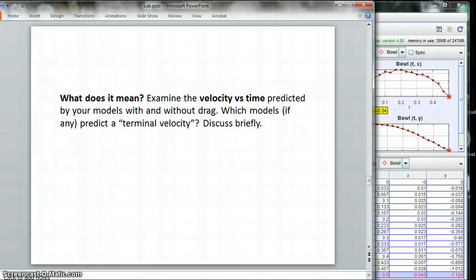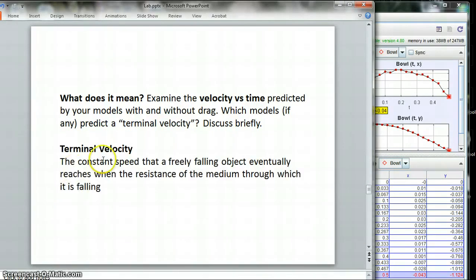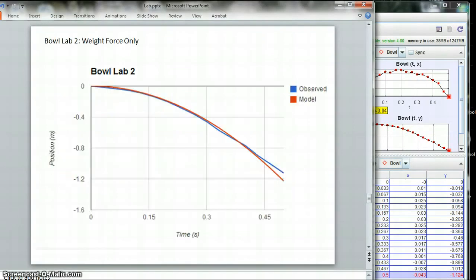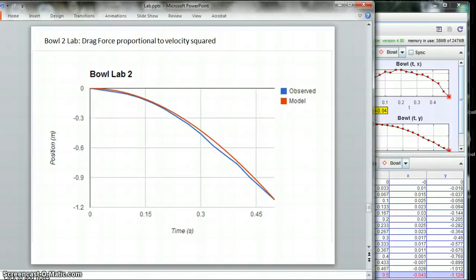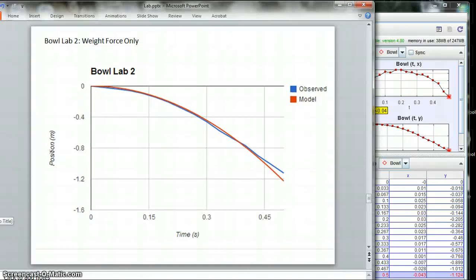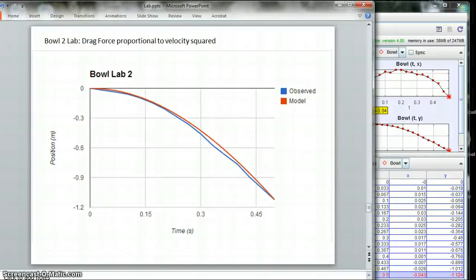The first what-if question asked if I examine the velocity versus time between both models, which predicts the terminal velocity. The terminal velocity is the constant speed that a freely falling object reaches through the resistance of the medium to which it's falling. Both of these will reach a terminal velocity. It will just be a different terminal velocity because the drag force will slow the bowl down a bit more than just the weight force alone. So both of them predict a terminal velocity.